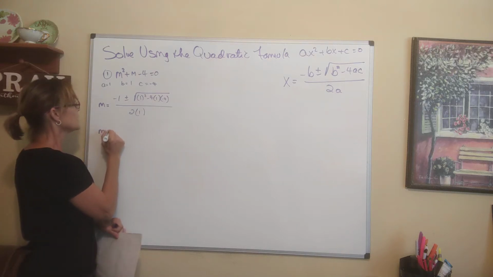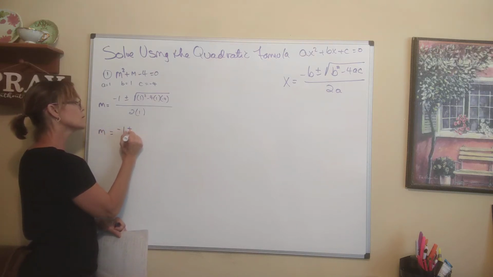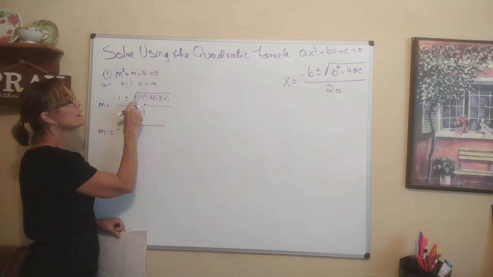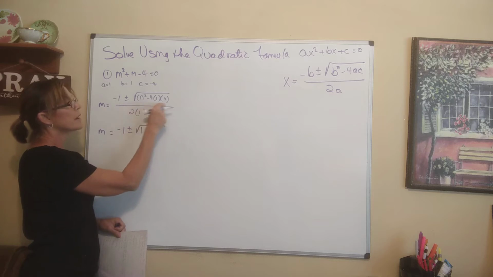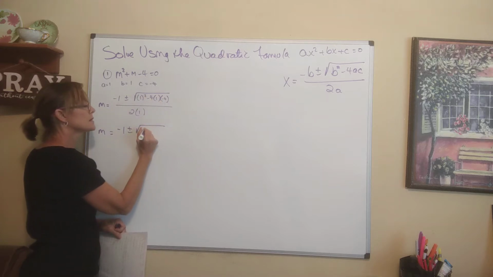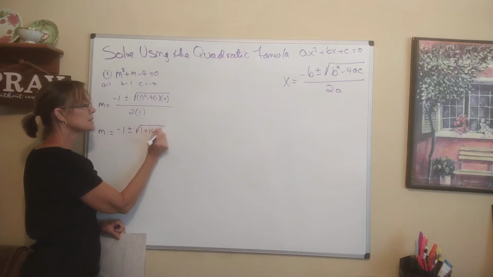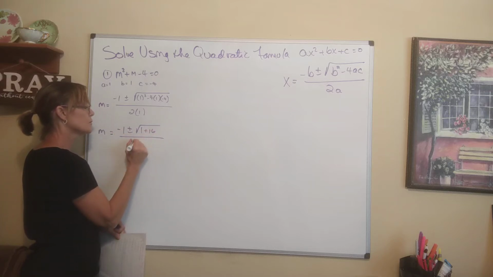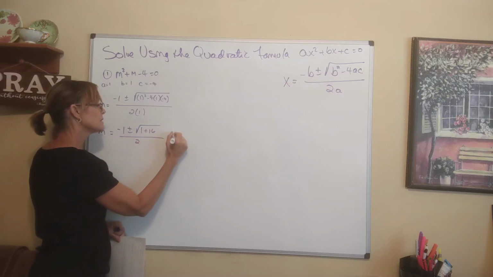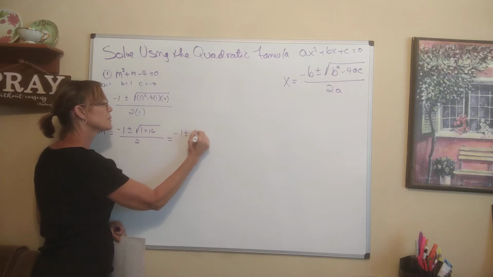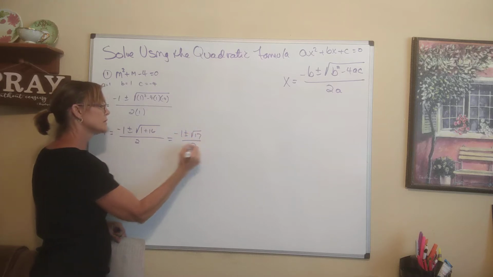So m is going to equal negative 1 plus or minus the square root of negative 1 times 1 times 1 is positive 1. Then you count the number of negatives we have right here. We have a 1, 2. So a negative times a negative makes this positive. 4 times 1 times 4 is 16. All over 2 times 1 is 2. So the answer to this is negative 1 plus or minus the square root of 17 over 2.